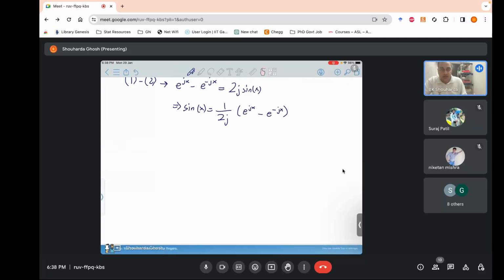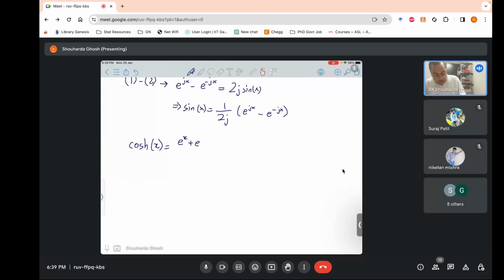Okay, so that's about sin x. Now you have a special function called the cosine hyperbolic of x. And what's that? E to the power x plus e to the power minus x upon 2. And another function called the sine hyperbolic x, that's e to the power x minus e to the power minus x upon 2. You see a special feature now.